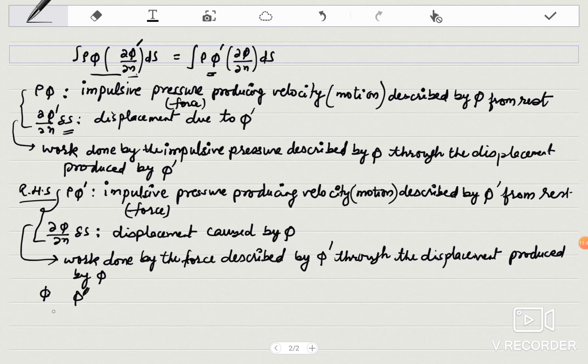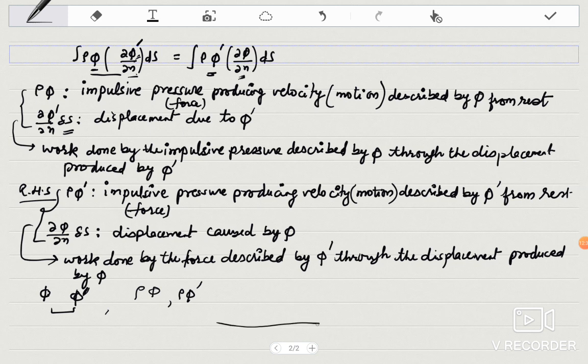Both are velocity potentials. It simply means both are representing irrotational flows. So if due to impulsive pressure, that is rho phi and rho phi dash, there is certain work done, then the work done by the first due to the displacement produced by second is equal to the work done by the second through the displacement produced by the first. So it is the physical interpretation of this deduction.